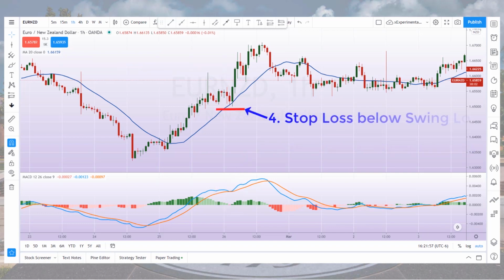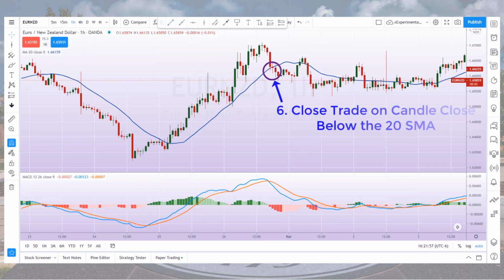Number 4, set your stop loss below the swing low, right here. Number 5, take first profit when you have a 2-to-1 reward to risk ratio. And number 6, close the trade when the price closes below the 20.